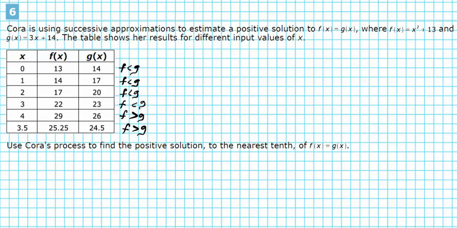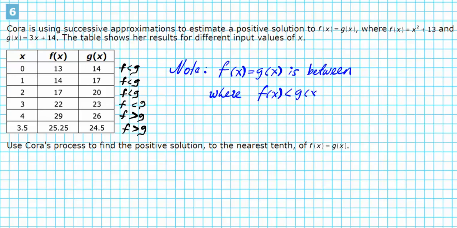Well, let's go ahead and write down a remark. Note, f of x is equal to g of x between where f of x is less than g of x and where f of x becomes greater than g of x. If it goes from less to greater, there's a point where they have to meet. And that intersection point is the solution. So that's the bottom line.